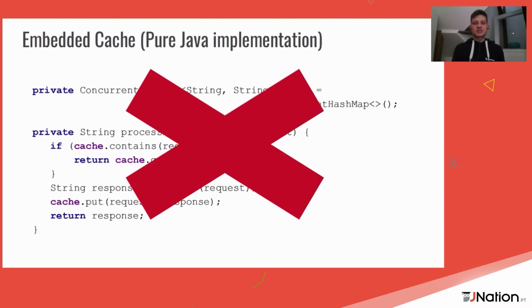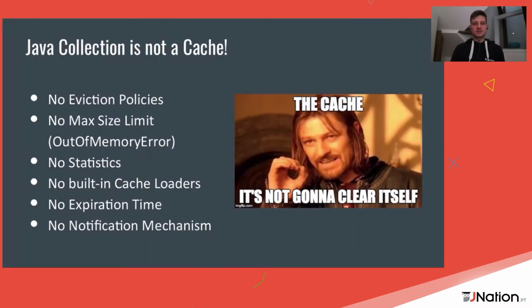Don't do it because a Java collection is not a cache. It is not a cache because it has no eviction policy, no max size limit, no statistics, no built-in cache loaders, no expiration time, no notification mechanism. So it lacks a lot of features that a good caching solution should have.